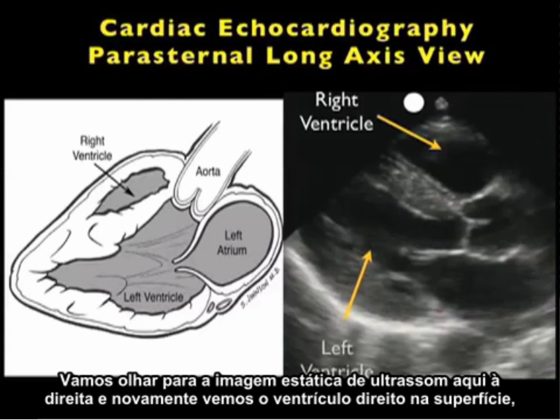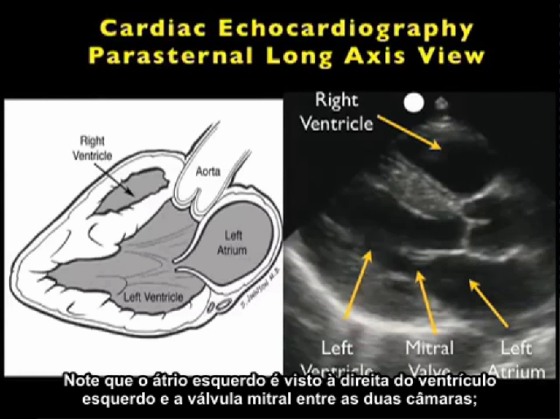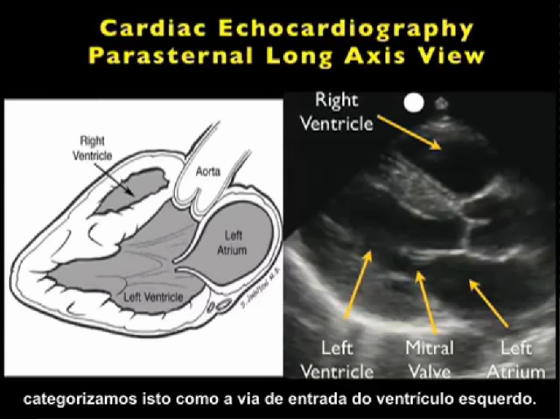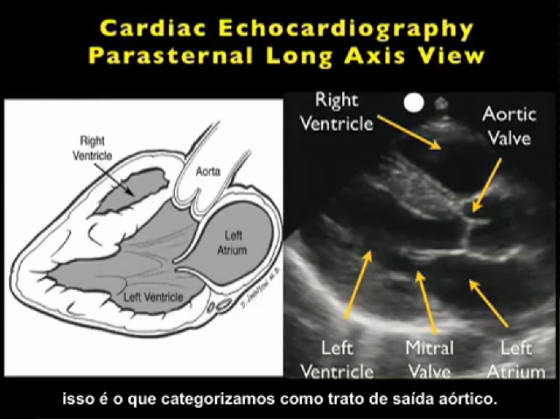Let's look at the ultrasound still image here to the right, and again we see the superficial right ventricle. Posterior, we see the left ventricle with its more muscular and hypertrophic walls. Notice the left atrium as seen to the right of the left ventricle and the mitral valve in between the two chambers. We categorize this as left ventricular inflow tract. Note the aortic valve sitting right above the left atrium, and we see a little bit of the aortic root there. This is what we categorize as aortic outflow tract.